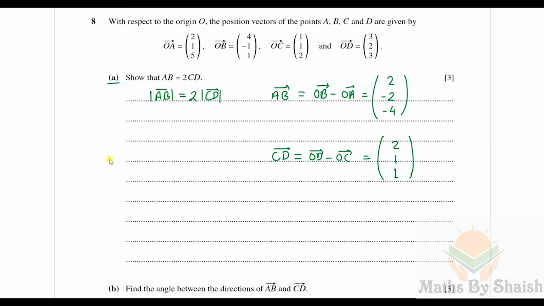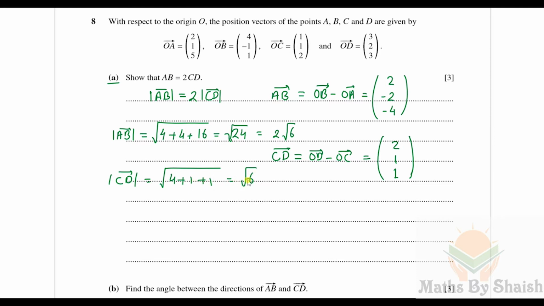The modulus of AB is going to be the square root of 2 squared plus (-2) squared, that is 4, plus (-4) squared, that is 16, so it becomes 24, and 24 can be written as 6 times 4, so 2 root 6. And the modulus of CD is going to be the square root of 2 squared, 4, plus 1 plus 1, that is root 6. So from here we can see the modulus of AB is equal to 2 times root 6, and root 6 is the modulus of CD, and hence AB is equal to 2 times CD.